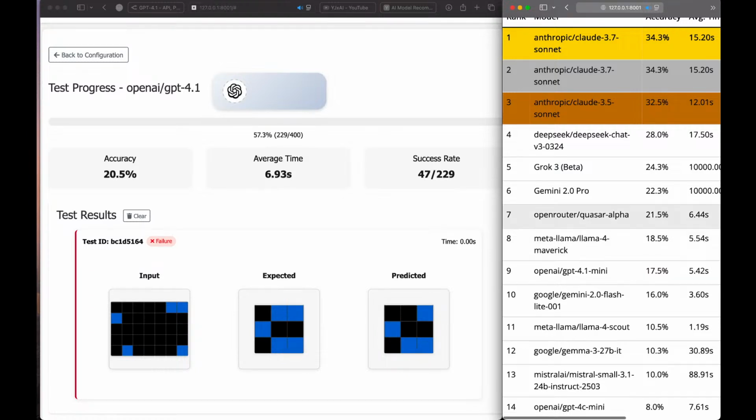Yeah, Nano is not a coding model, sure, and this is not coding as well, this is solving puzzles.